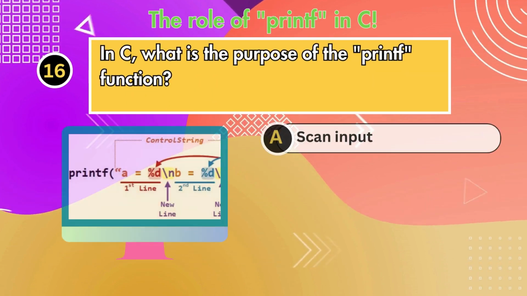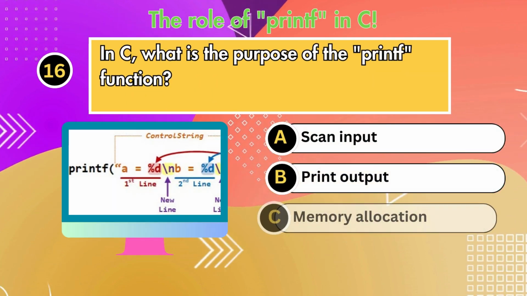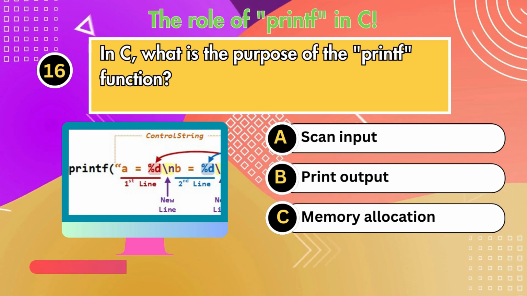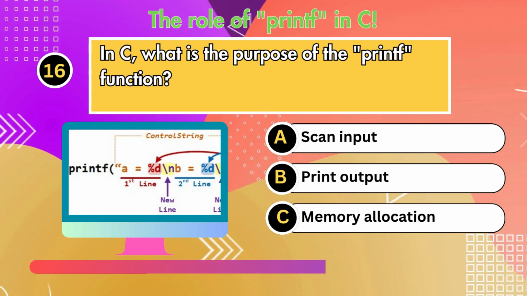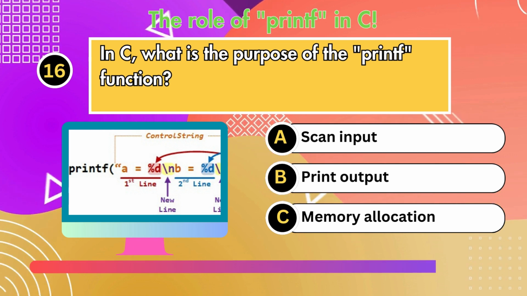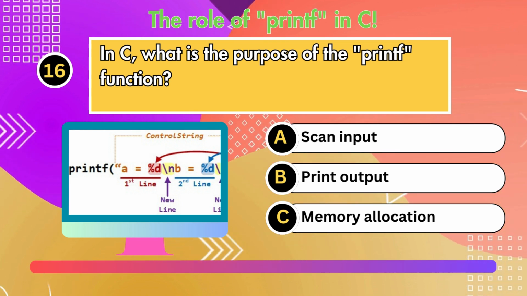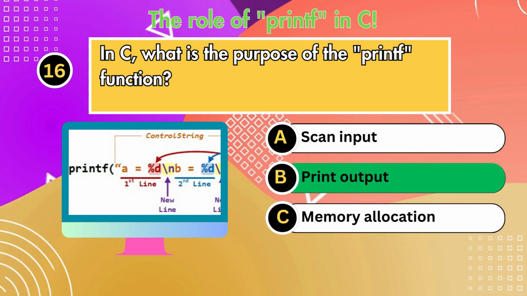In C, what is the purpose of the printf function? A. Scan input. B. Print output. C. Memory allocation. Answer is print output.